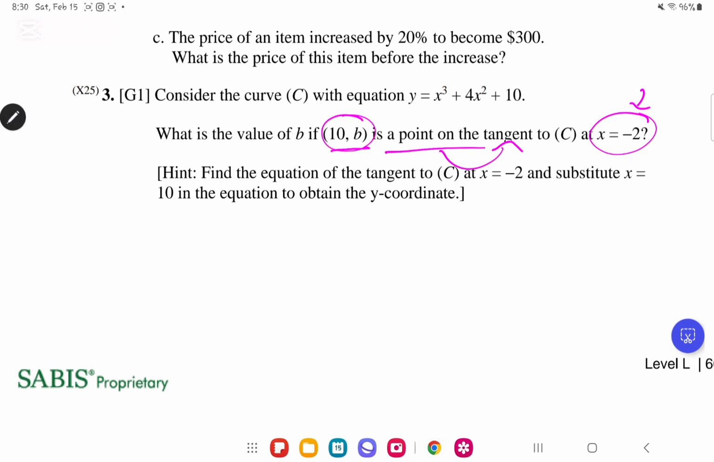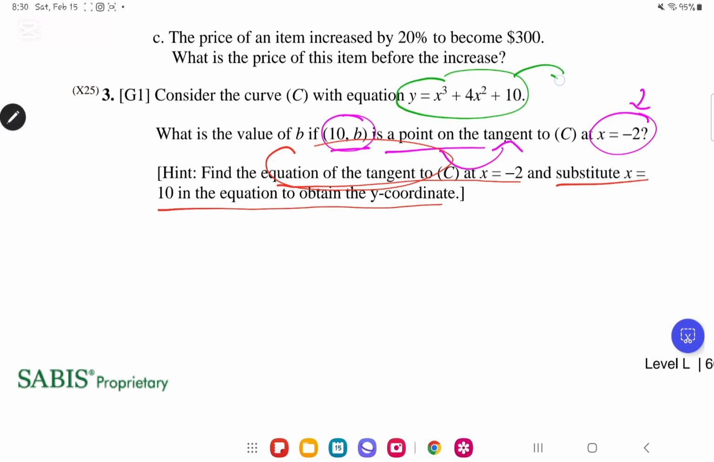As you can see in the hint, they said find the equation of the tangent, and substitute x is equal to 10 to obtain the y coordinate. So before we start, let us find the equation of the tangent. Very simply, to find the equation of the tangent, first we need to find the slope. To find the slope, we're going to take the original equation and take its derivative.